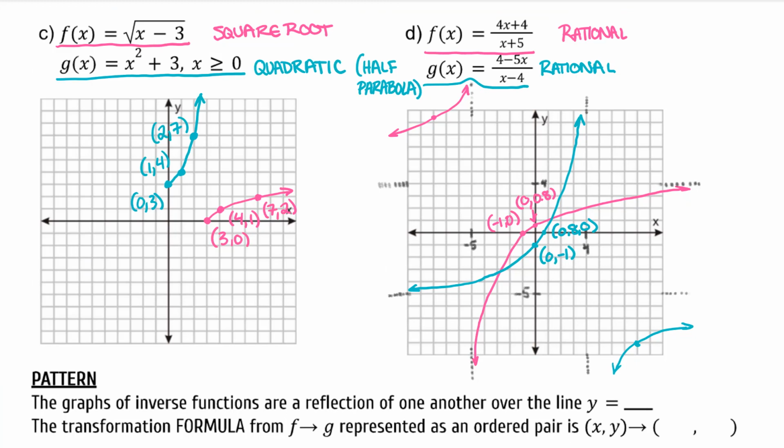So after graphing all of these inverse functions, let's look for the pattern. If you notice, yes, these functions have symmetry. That symmetry is not horizontal or vertical, but it's got this diagonal symmetry. That diagonal symmetry is specifically over the line y equals x.